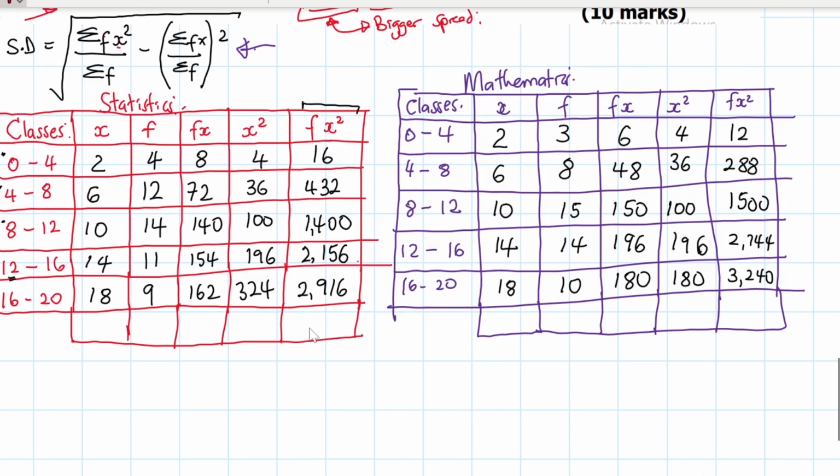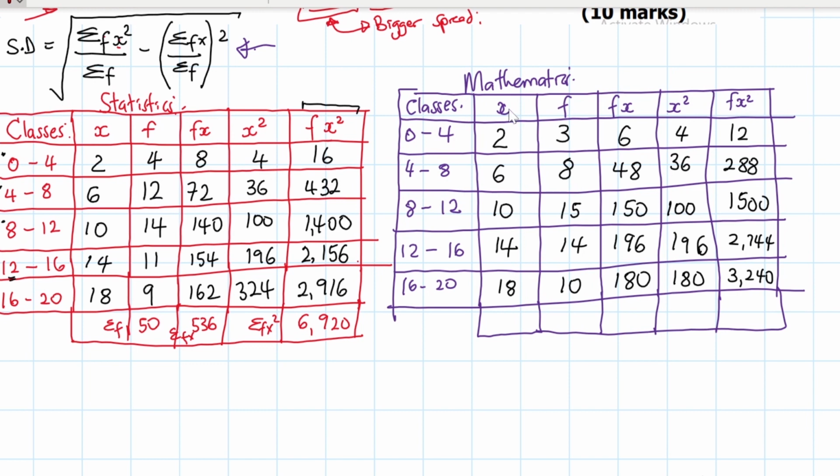Summation of f x squared for statistics is going to be 6,920 after adding this column. Then we have the summation of f, which is right here. And what is the summation of f? It is 50. We also need the summation of fx, and when we add it we end up with 536. This is our summation of fx. Then what else? Yeah, that's it. So we are going to do the same totals this way.